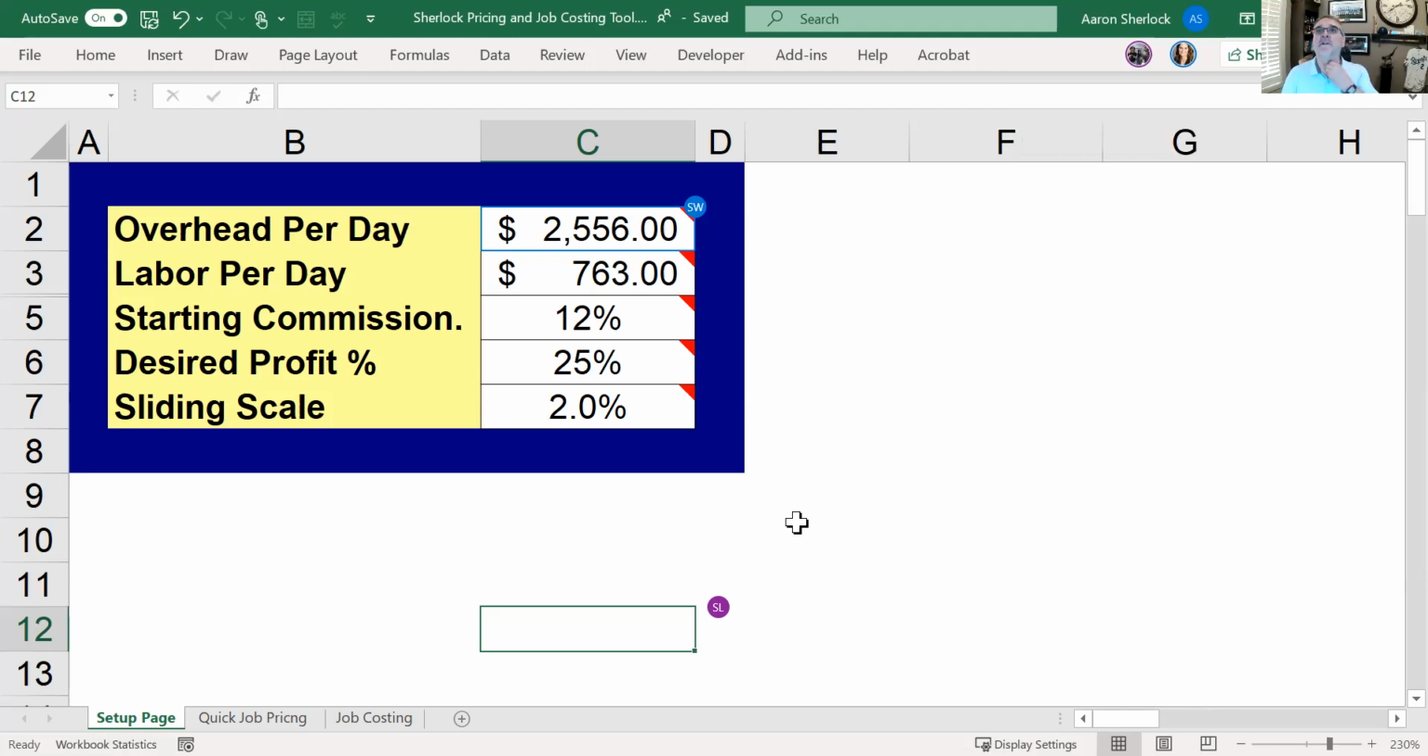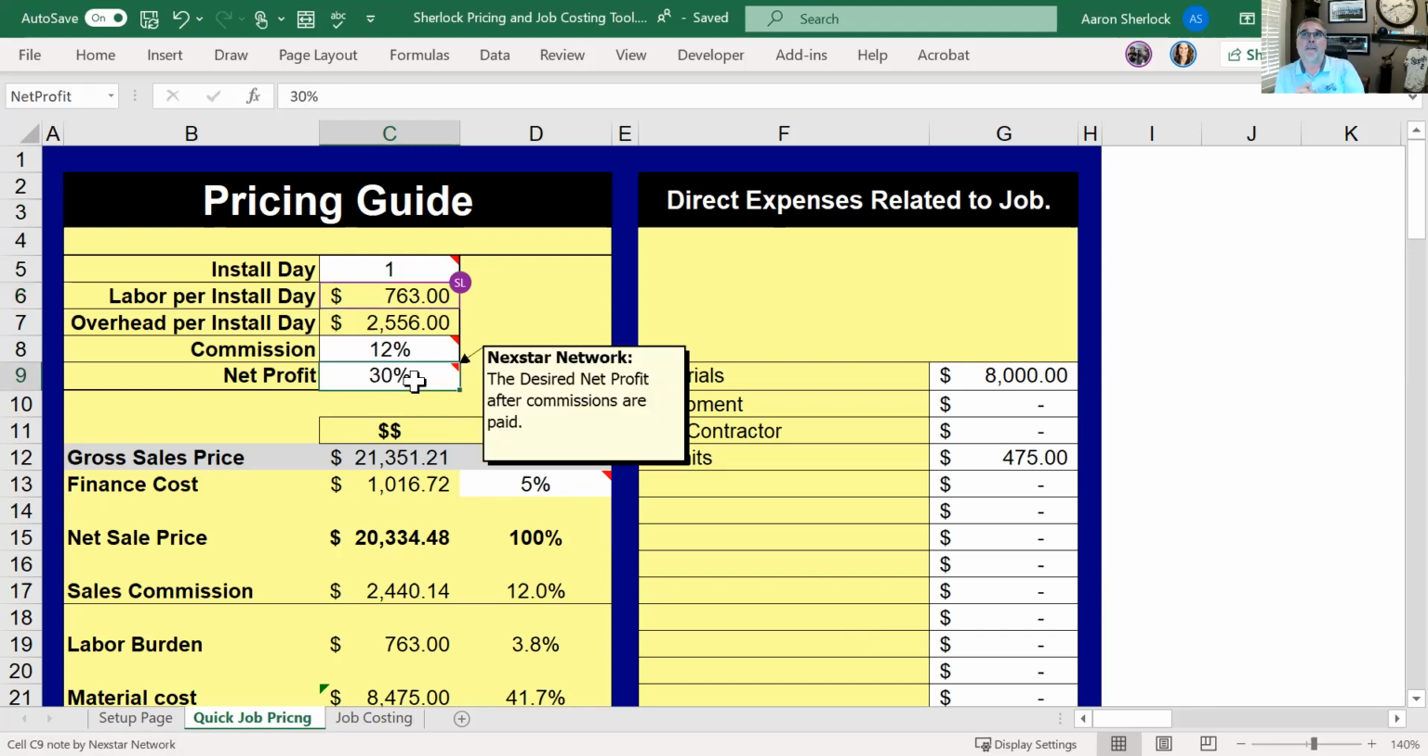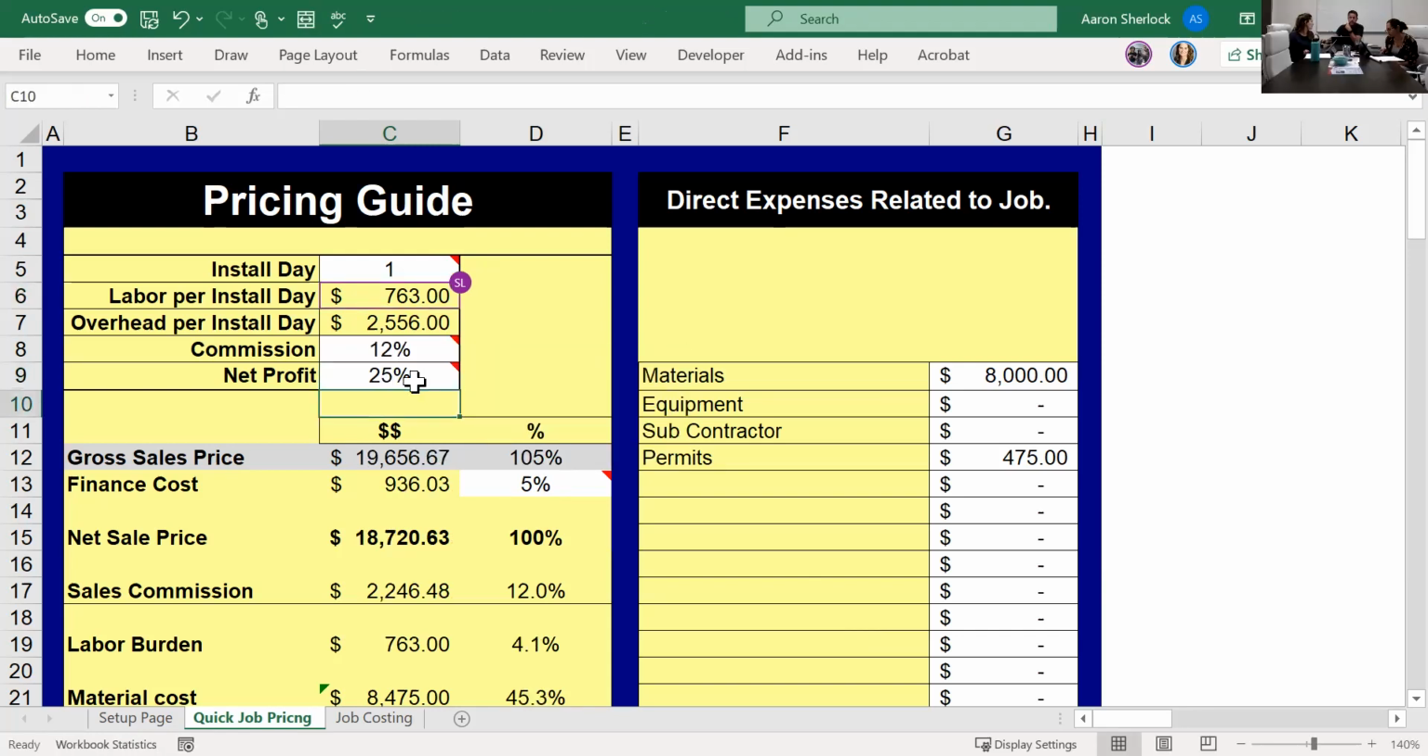Yes. Okay, very good. Go on over to the quick job pricer. And if you could clarify the sliding scale, which is going to be on the job costing, I know. Okay, so you've got a commission, and you go ahead and change your net profit to 25. We had set it to 30 as we're pricing some of the unique jobs using this tool, because our guys have been discounting so much, so we've just been adding a buffer in there for that.